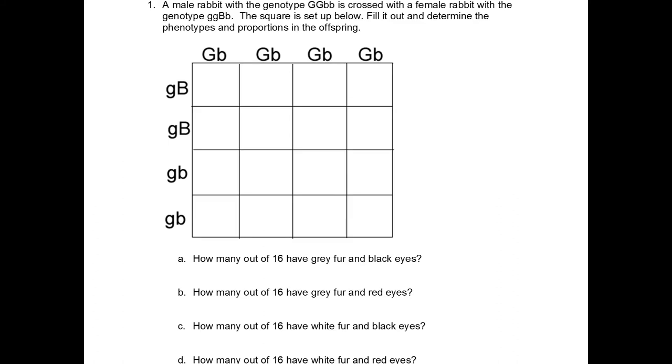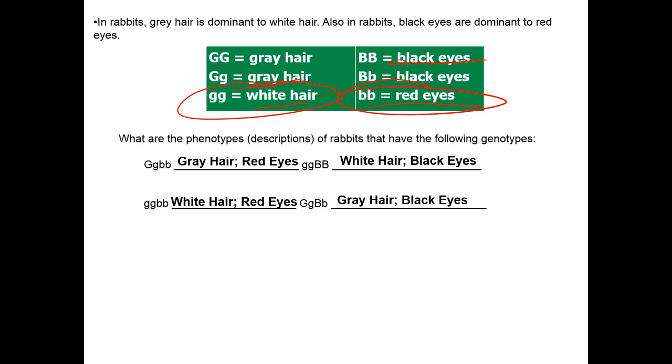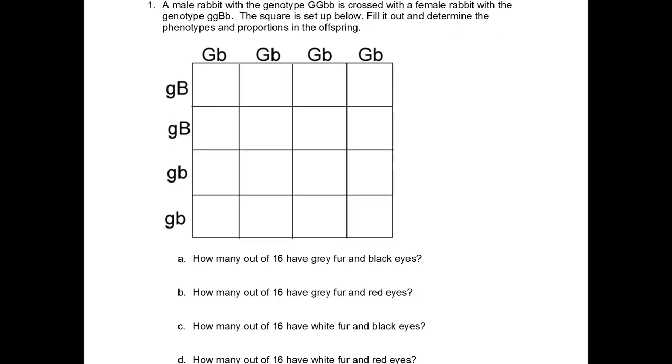So we have a male rabbit with the following genotype. It's got gray hair and red eyes. Then we have a female rabbit that's got white hair and black eyes.